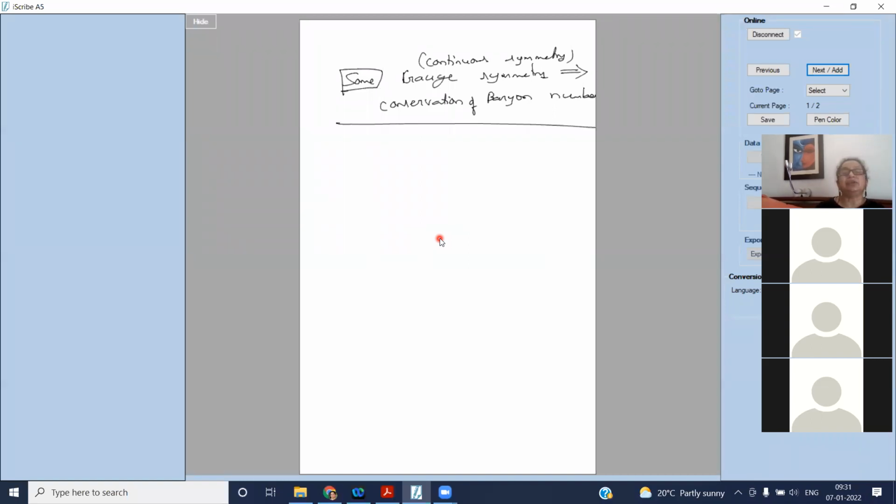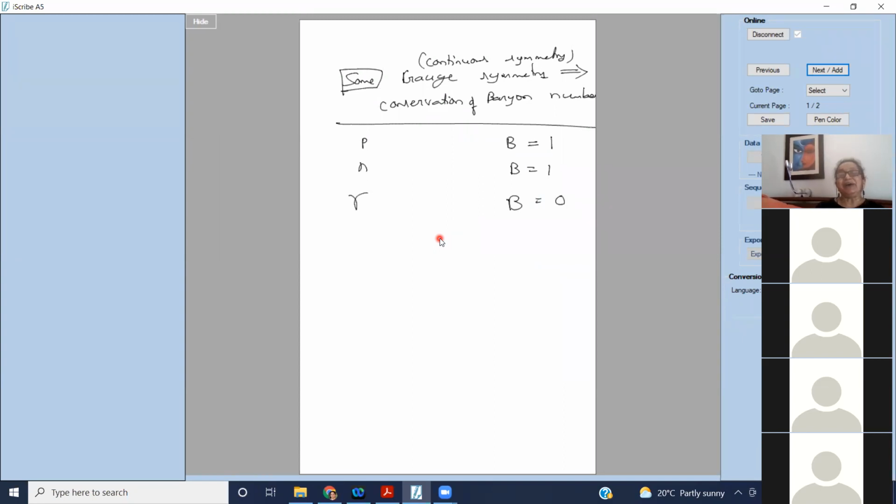Now I will ask you, to make sure that you learned what I am telling you. If I say proton, what is the baryon number? 1. Neutron? 1. Photon? 0. I told you 1, -1, 0. That's all that is allowed. If I write a neutrino, 0. Electron, 0. Now pion, again 0. So this is baryon number.